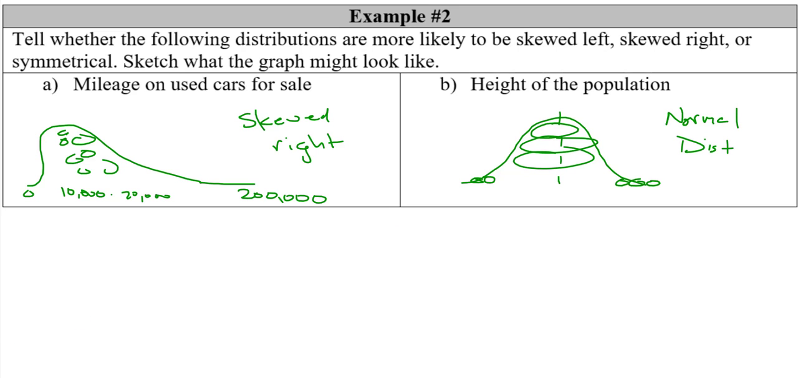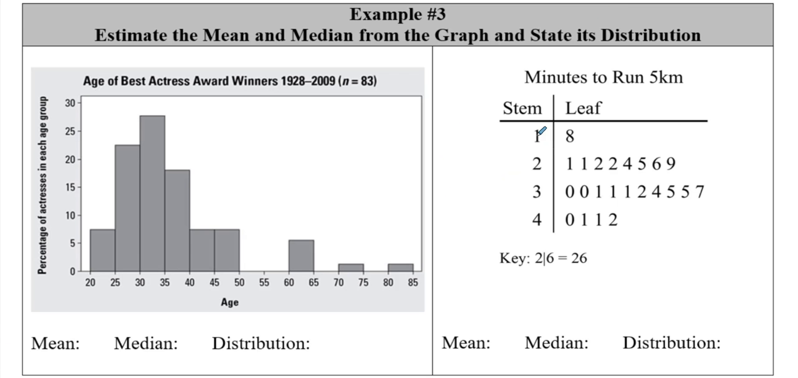All right. Let's take a look at another example. We have this histogram and the stem and leaf plot. We want to estimate the mean and the median from the graph and state its distribution. If we take a look at this histogram, it looks like the bulk of our data is right here, and then the information starts falling to the right. So if you haven't guessed it, yes, this will be skewed right. So we can write down here, skewed to the right.